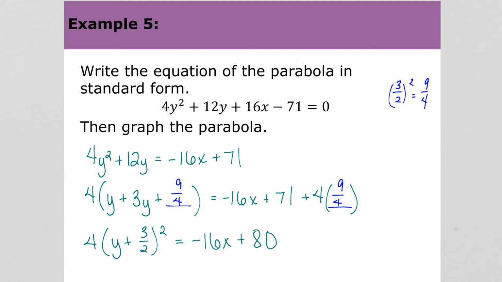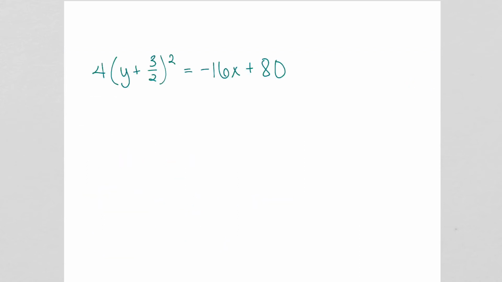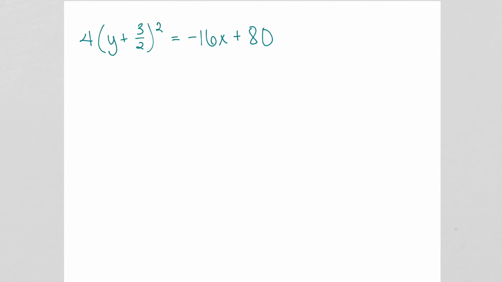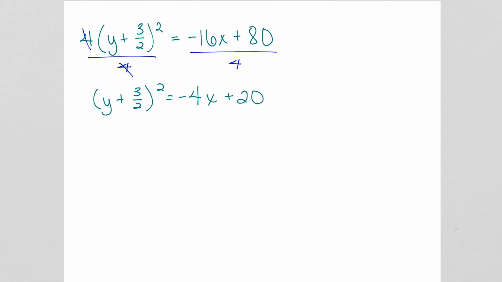Now we're not quite done, because if you'll notice, on the right-hand side, it's not in the form where we've got x plus or minus something in parentheses. And on the left-hand side, we've got a 4 sticking out front, which isn't allowed. So let's start by getting rid of that 4 out front here. So we'll have (y plus 3/2) squared equals negative 4x plus 20.